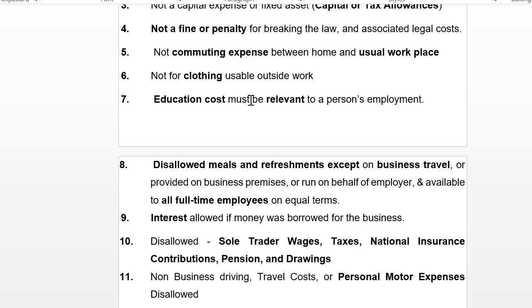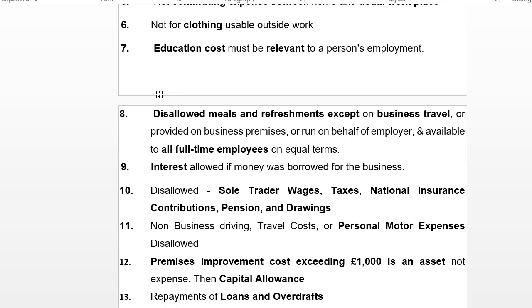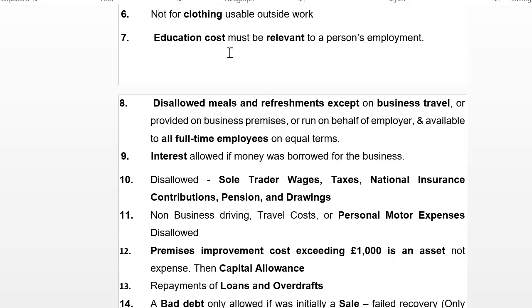Now, number six, it should not be for clothing usable outside work. It should be clothing that is directly related to work. Anything outside that is not a business expense and is disallowed for tax purposes. Well, if a suit is bought for business meetings, it's a little bit questionable. It is questionable.